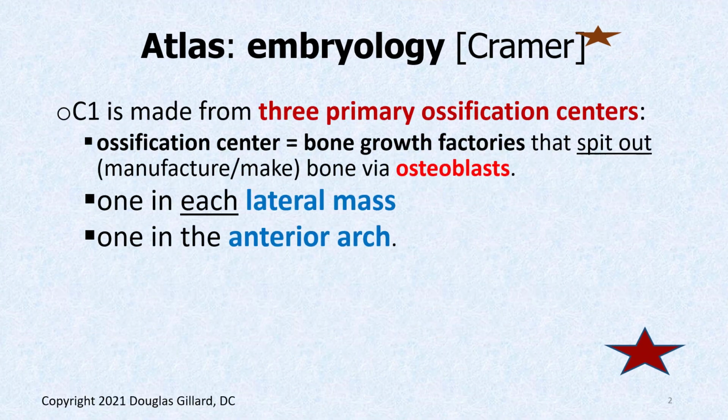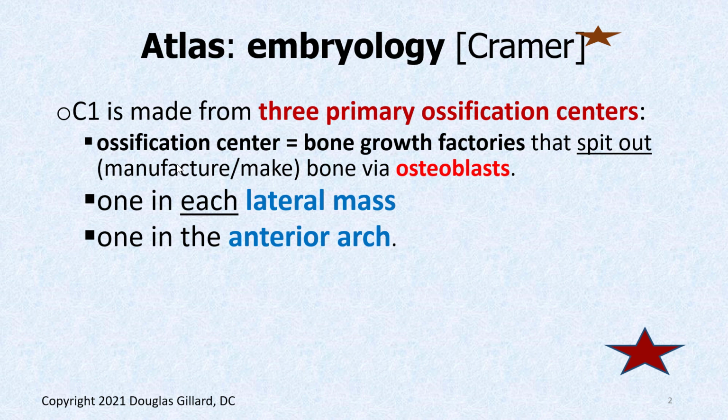So Atlas embryology. Atlas is C1, of course, the top bone in your cervical spine, of your whole spine. It's made from 3 primary ossification centers. An ossification center is how a bone turns to bone. They are little growth factories made of osteoblasts and such, and they spit out bone, and they turn your cartilaginous bone into a solid bone. Kind of a strange setup with Atlas. There's one in each lateral mass, and then there's one in that little short anterior arch of Atlas.